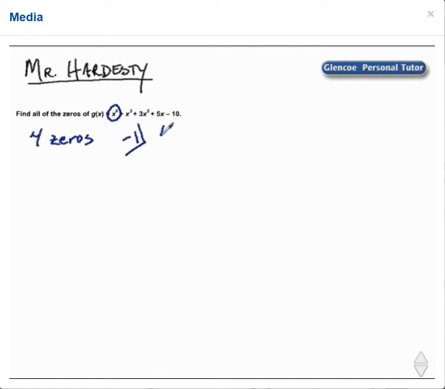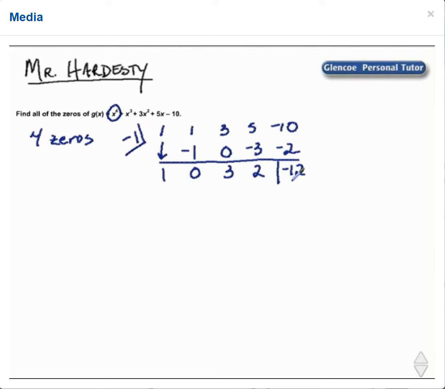We'll list the coefficients 1, 1, 3, 5, and -10, and do our synthetic division. We'll bring down 1, multiply, and get -1, add our column and get 0, multiply and get 0, add our column and get 3, multiply and get -3, add and get 2, multiply and get -2, add and get -12. Since we have a remainder, we know that -1 is not one of the zeros.